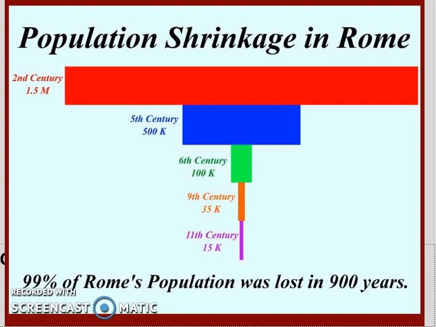So this just shows you the lessening of the population in Rome. Like we said, cities were where people were leaving from, not where people were going to. When Rome collapsed, 99% of Rome's population was lost in 900 years.